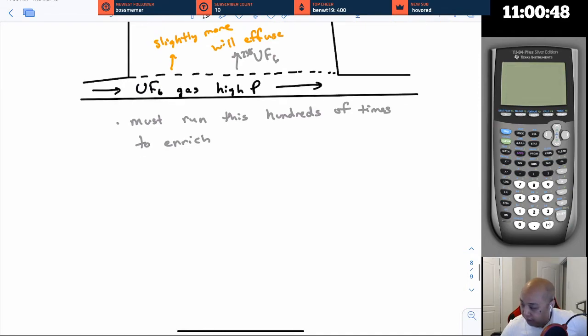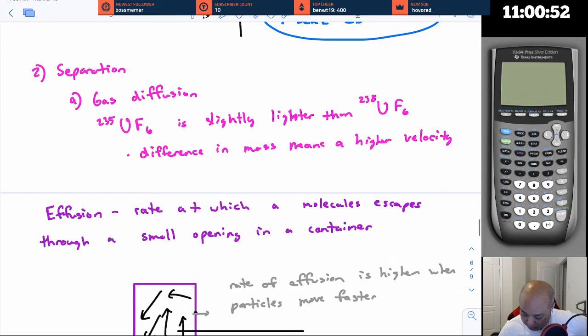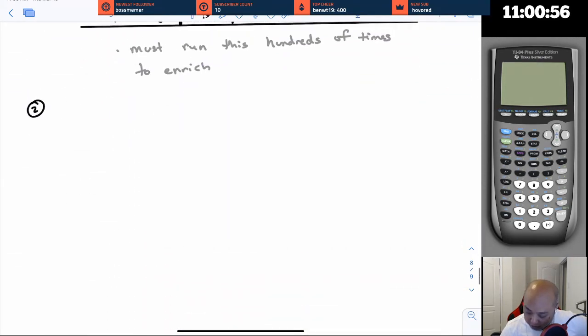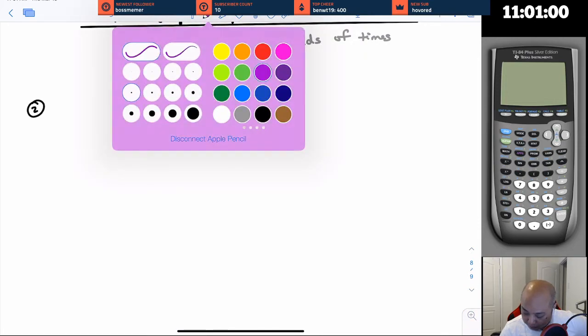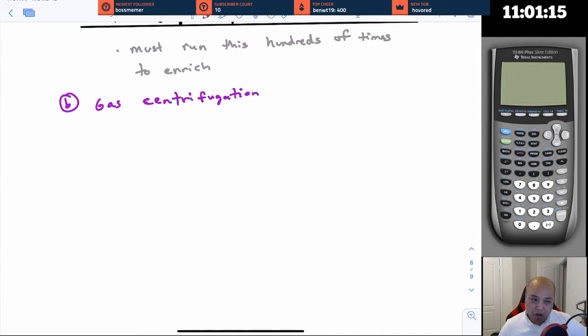The second way, did I write? Oh, we'll call it B. Sorry, I should have looked back here. Is gas centrifugation. Really hard word to say.